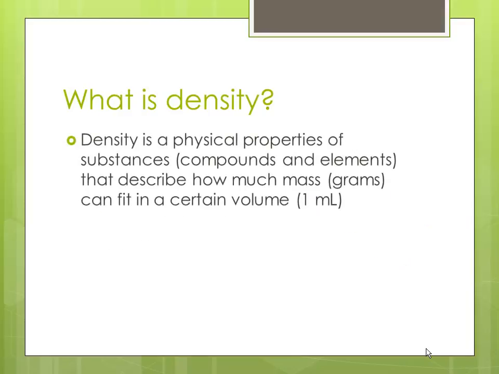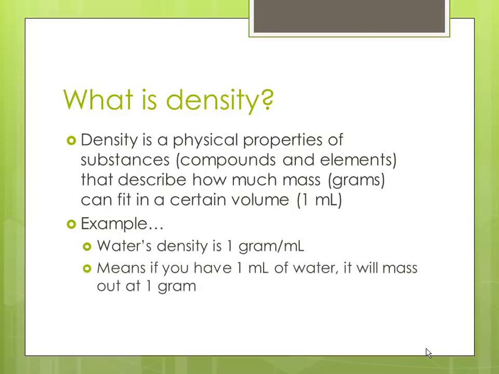So what is density? Density is a physical property of substances, compounds, elements, and molecules that describes how much mass in grams can fit in a certain volume, 1 milliliter. For example, water's density is 1 gram per milliliter, which means if you had 1 milliliter of water, it would mass out at 1 gram. Or if you had 1 gram of water, it would be a volume of 1 milliliter.